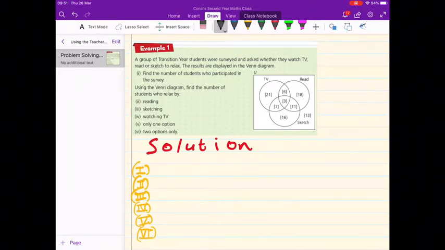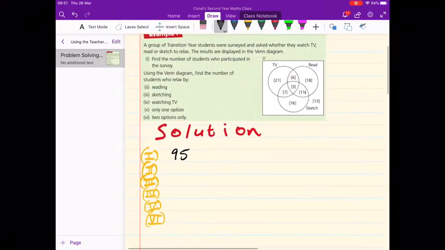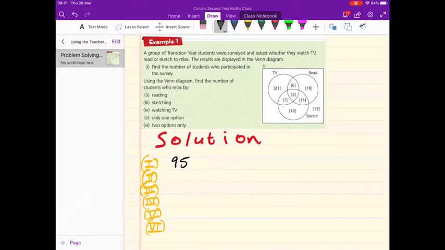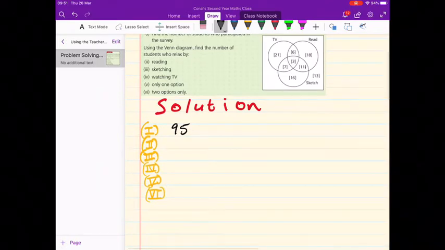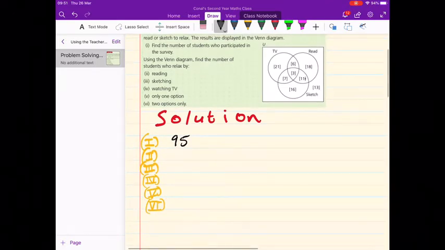So I have 7 plus 3 gives me 10, plus 21 is 31, plus 6 is 37, plus 11 is 48, plus another 16 to be 64. Then 64 plus 13 would be 77, and 77 plus 18 would be 95. So we have 95 students participated in the whole thing altogether. Now I'm going to realistically double check that and delete the video if I got that wrong.